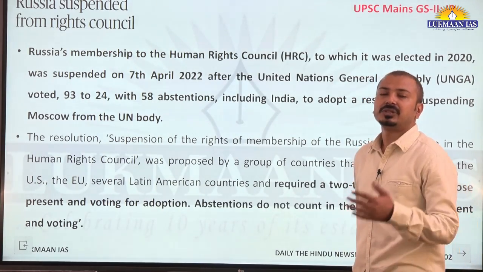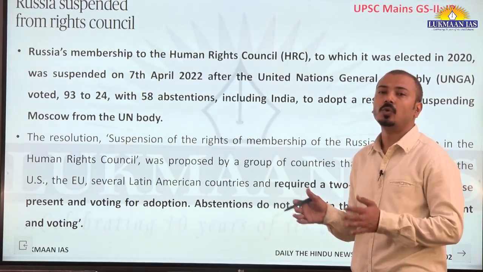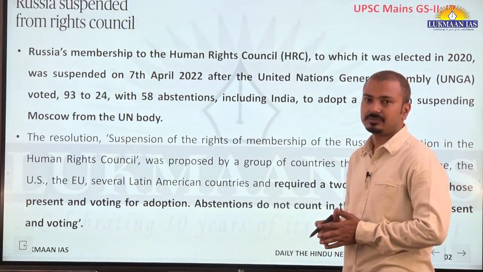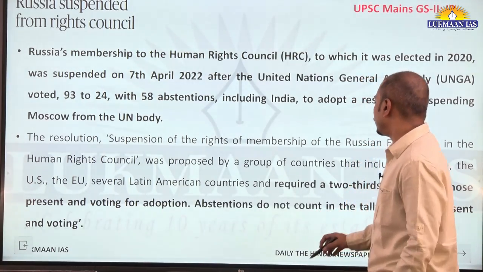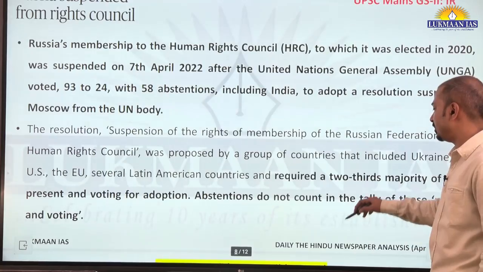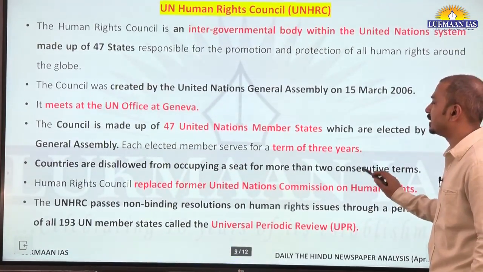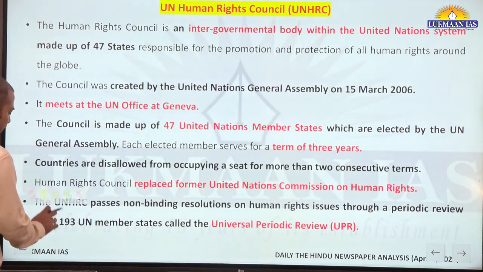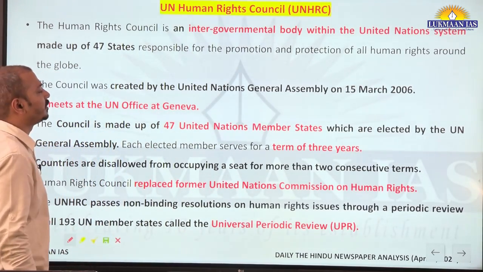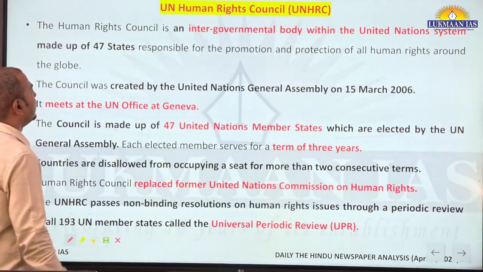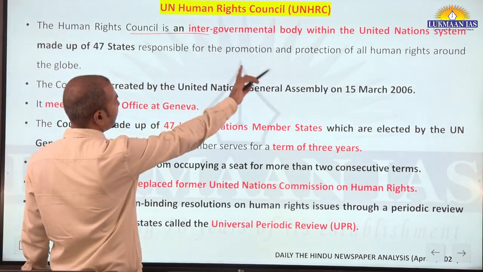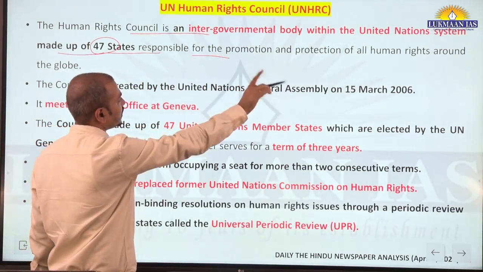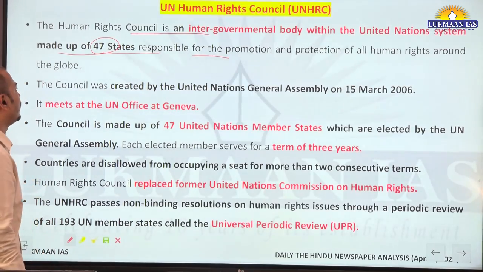This resolution required a 2/3 majority of those present and voting, and present and voting does not include abstentions in the UNGA. One should also understand basic information about the UNHRC for the prelims examination. It is the UN arm for human rights protection in different parts of the world. It is an intergovernmental body within the UN system, made up of 47 states, responsible for the promotion and protection of all human rights around the globe.